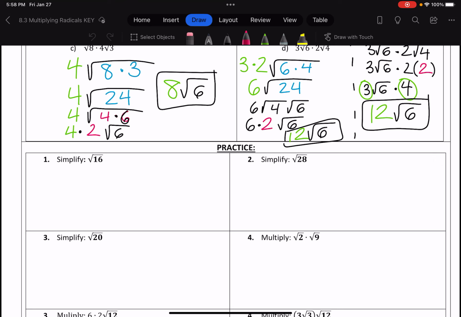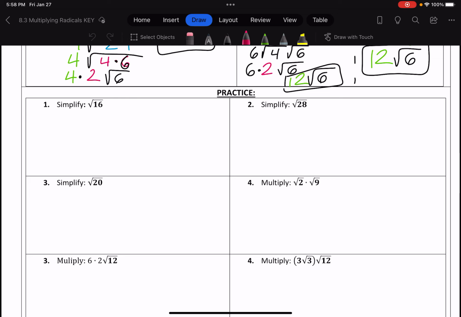Hi guys, in this video we're going to focus on multiplying our radicals. So we're multiplying radical expressions. This lines up with our 8.3 notes, the first practice set on those 8.3 notes. So let's just start off easy.